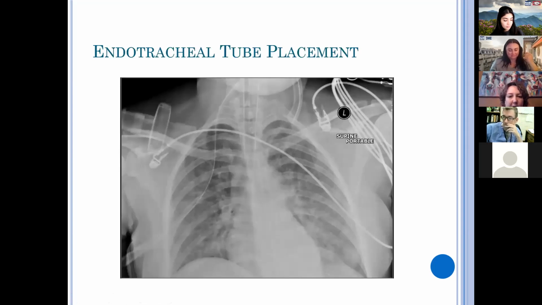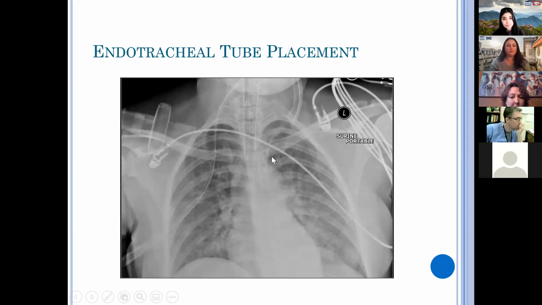Endotracheal tube placement. This patient has an endotracheal tube. And what you're looking at here is a tube that's going to be within the trachea. So we're looking midline. Notice that this patient is rotated. The clavicular head is here on the left and over here on the right. So this patient is rotated. But this patient has a tube that is within the trachea. It has these stripes on it that show up on the X-ray, so you can determine where the tip of the ET tube lies.